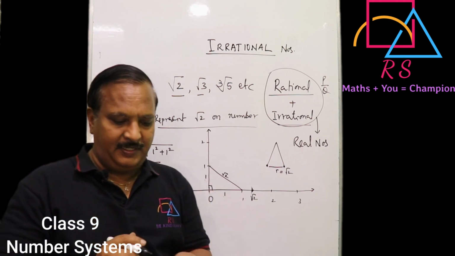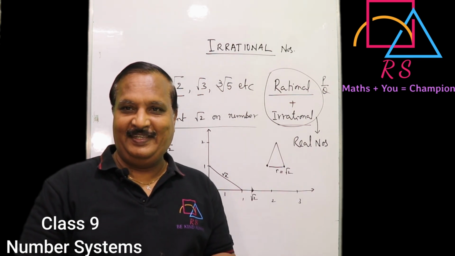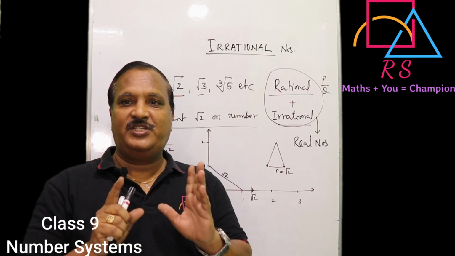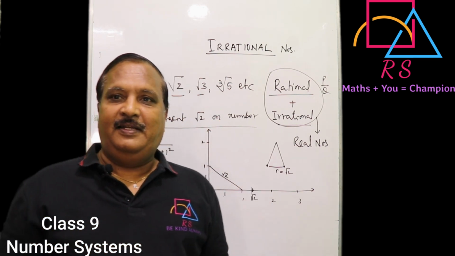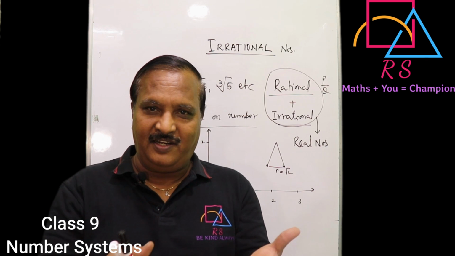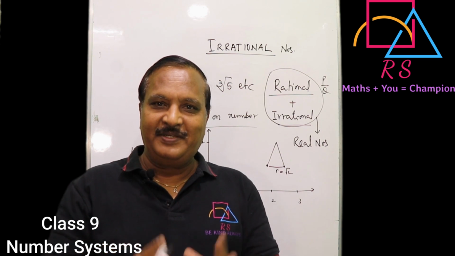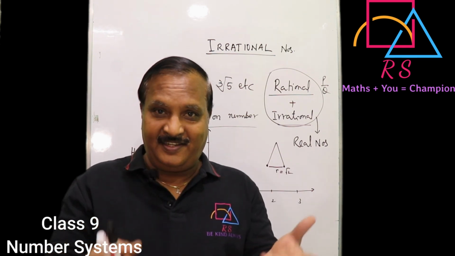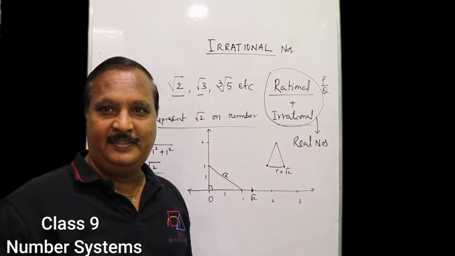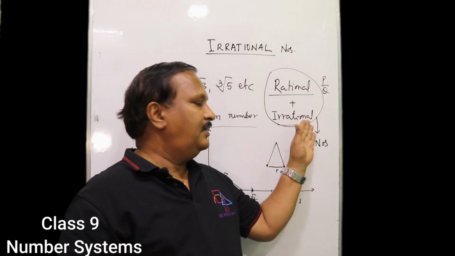Okay. So in simple terms, what are irrational numbers? Irrational numbers are real numbers which are not rational. So all the real numbers which are not rational are irrational. And all the real numbers other than irrational are rational. So in this way you can remember. In my next class I am going to teach you a few more things about the irrational numbers.